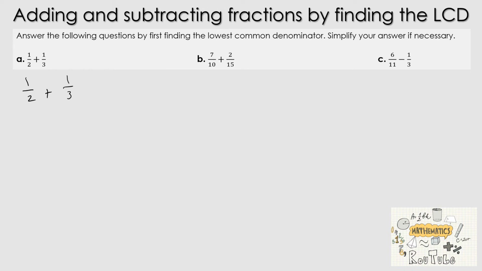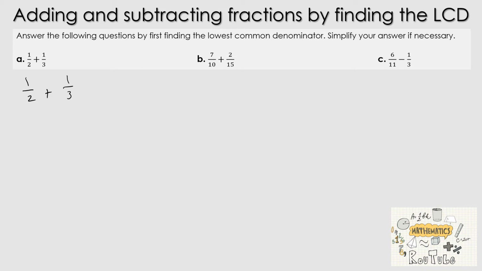Now, clearly we don't have the same denominator, so we can't just add or subtract them. Remember, we can only add and subtract fractions if they have the same denominator. That's the first thing we read in this video. So it's really important to remember that. So we need to find the lowest common denominator. And that's essentially the lowest common multiple between the two denominators.